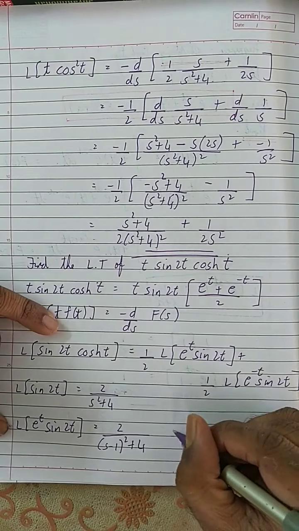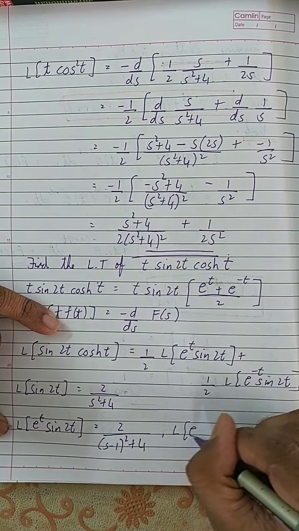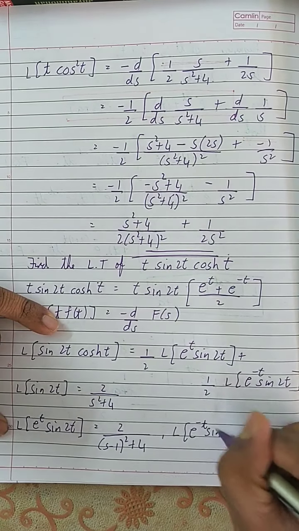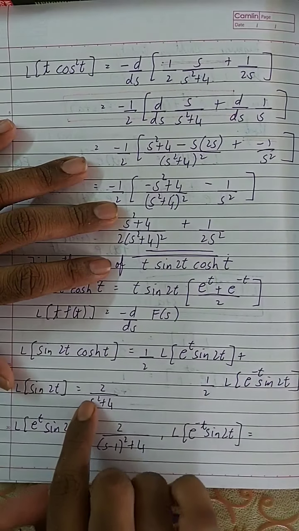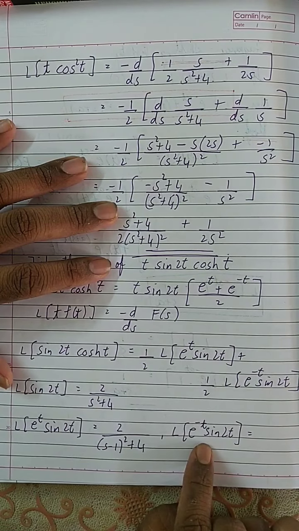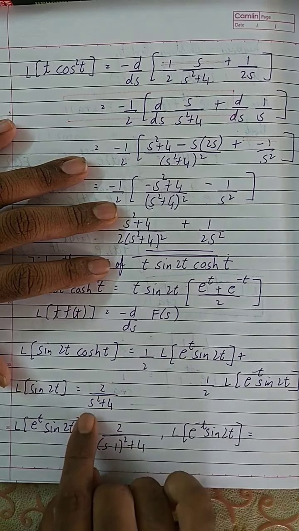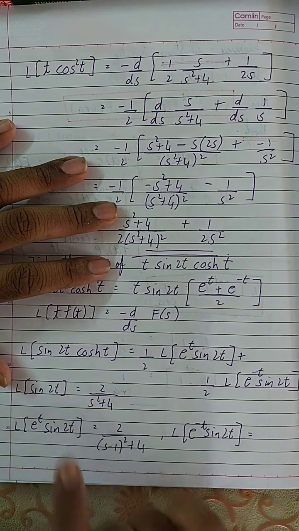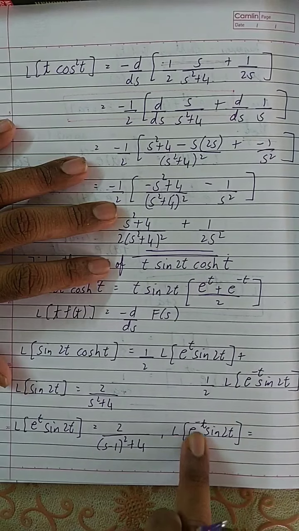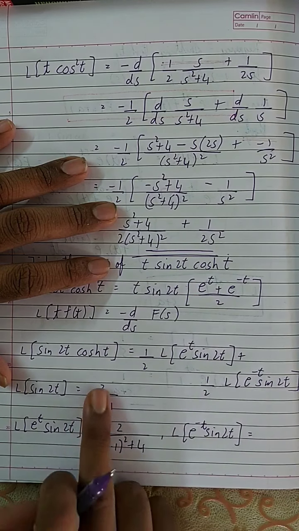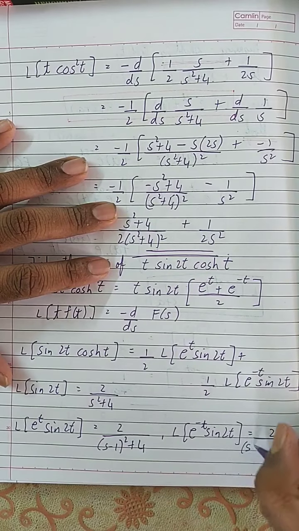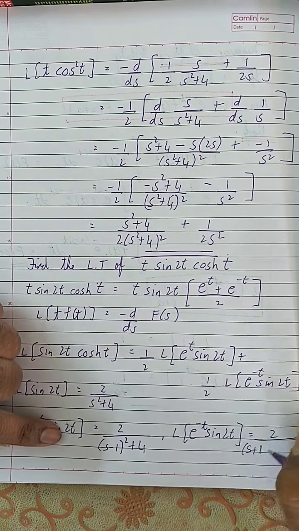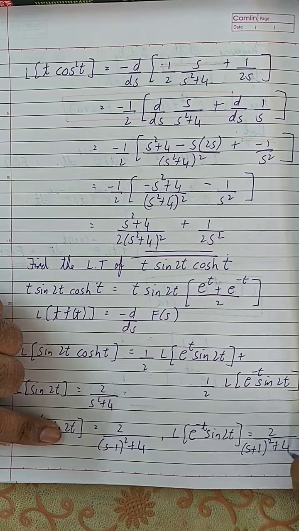Now, what is the Laplace transform of e raised to minus t sine 2t? According to the frequency shifting property, this is e raised to minus t, so the value of a is plus 1. So replace s with s plus 1. You'll get 2 by s plus 1 the whole square plus 4.